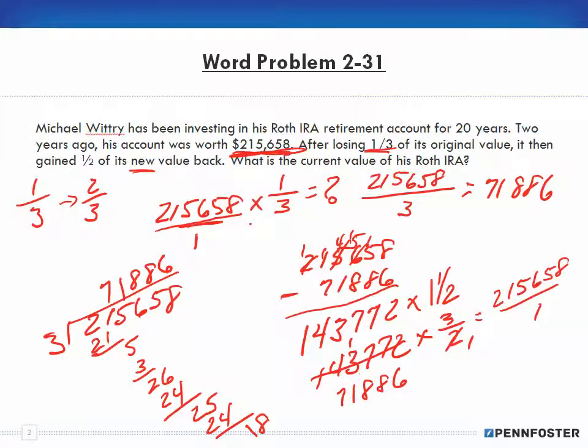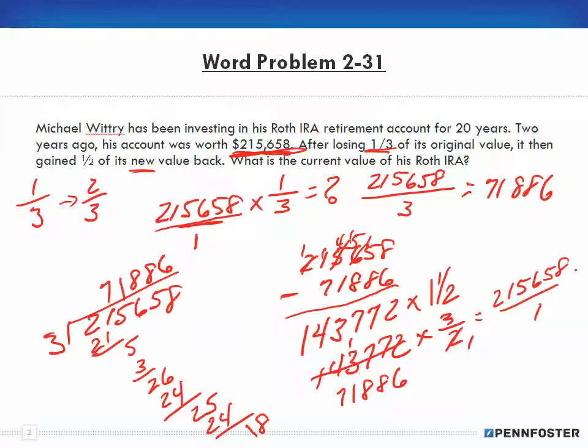And like I had said, what was interesting about this problem is that he started out with 215,658. So he lost 1/3 of its value, and then he gained back half of its new value, and he ended up in the exact same place as before. That's a little bit interesting, but that happens. If you don't do the math, you don't realize what is actually going on. So that's a side story.